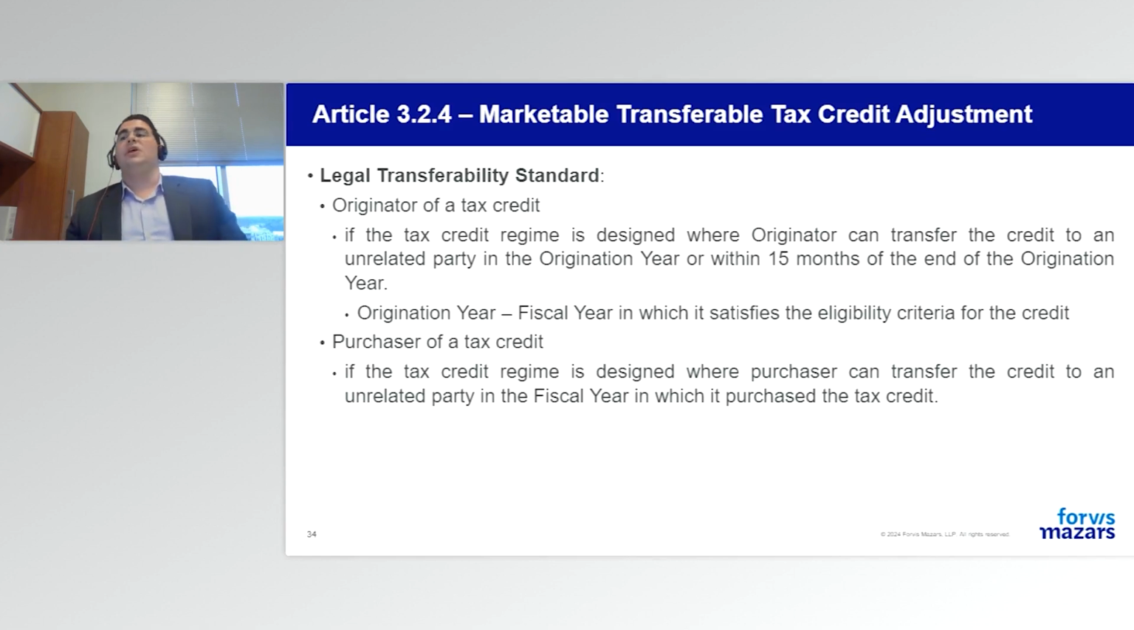In the interest of time, since we don't have a whole lot left, on the legal transferability standard I mentioned earlier, you have to think about who's the originator of a tax credit and the purchaser. For origination, if the tax credit regime is designed where the originator can transfer the credit to an unrelated party in the origination year or within 15 months of the end of the origination year, you meet the legal transferability standard. If you have a purchaser, it's really when you transfer to the unrelated party. In the interest of time, we'll get past here.